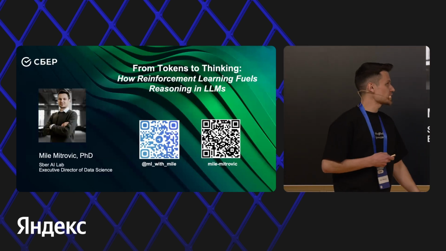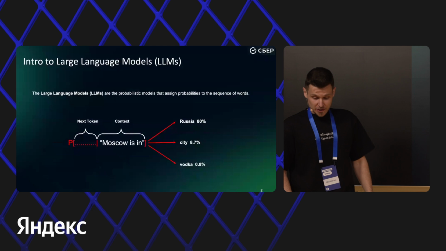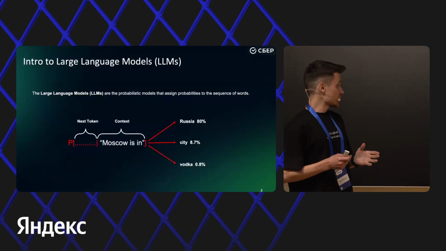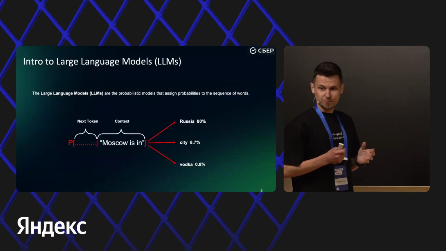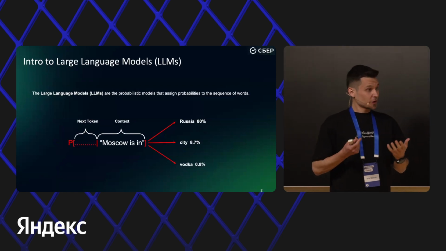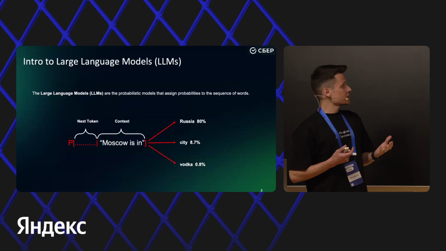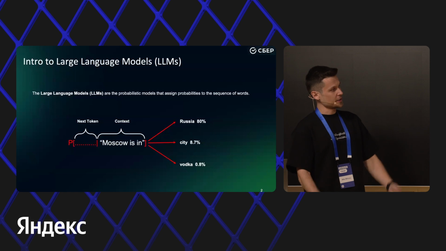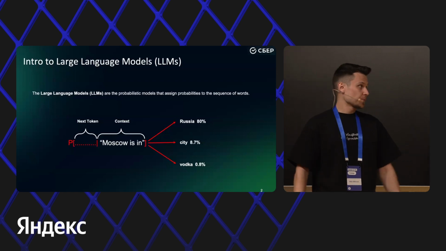Let's start this presentation. I will start with a brief introduction to large language models. And there is the first question: what are large language models? According to the definition, large language models are probabilistic models that assign probabilities to a sequence of words. But what does it mean?